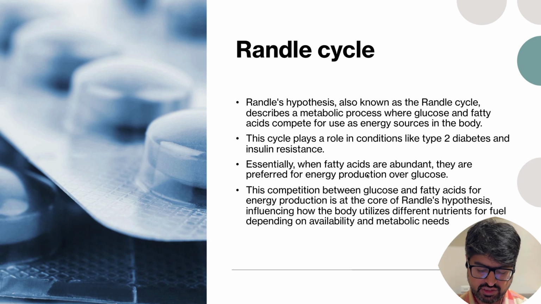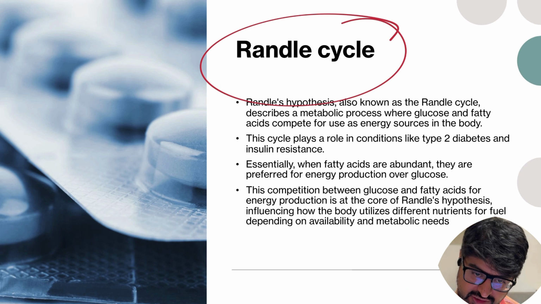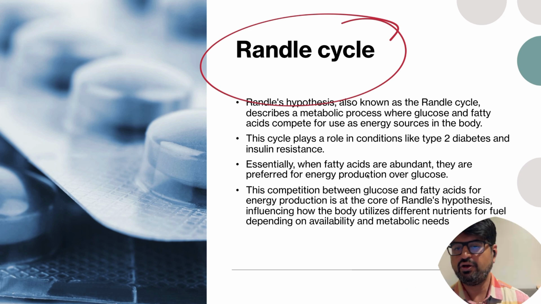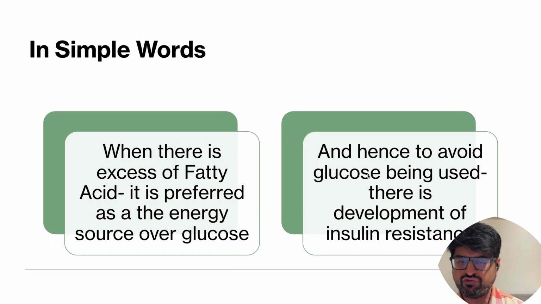When I was in first year, I never understood what the Randle cycle was. I understood it only after I became an endocrinologist. Even during endocrinology training I did not understand it. The Randle cycle is very simple to understand. In simple words, the Randle cycle is that when there is an excess of fatty acid, the body prefers using fatty acid as a source of energy over glucose, and hence, to avoid glucose being used, the body starts developing insulin resistance.